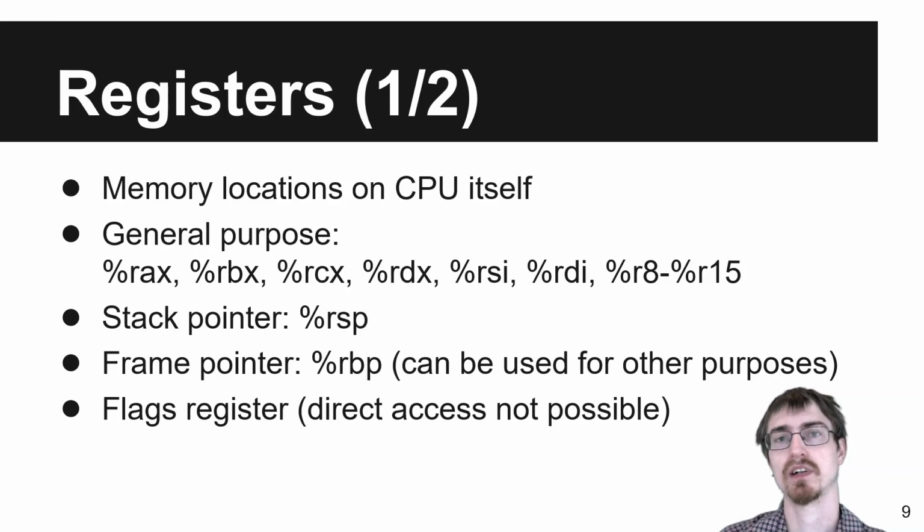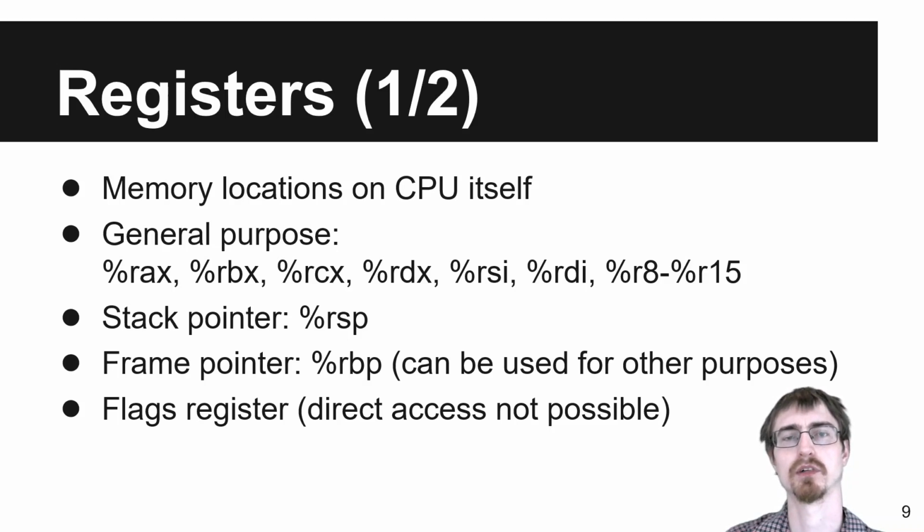Now, I already mentioned registers. Registers are basically the operand types you want to use most of the time. A register is a small memory location on the CPU itself, and access to the registers is super fast. It takes no extra time to access a register, whereas a memory access takes considerable time compared to the time it takes for the CPU to compute a value. So for performance, we want to use registers whenever we can.